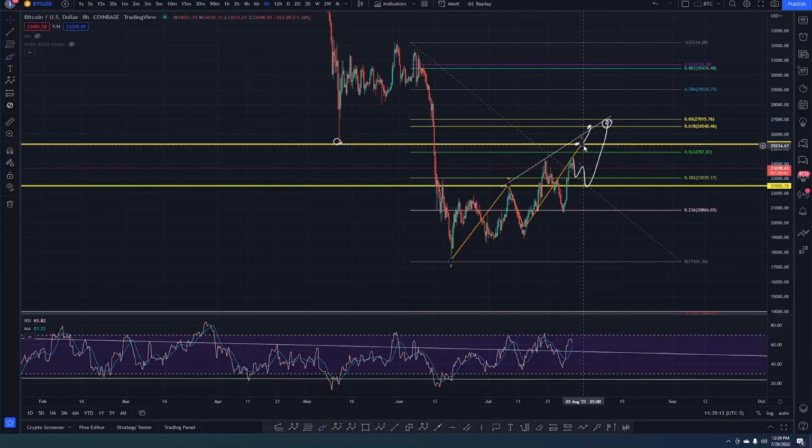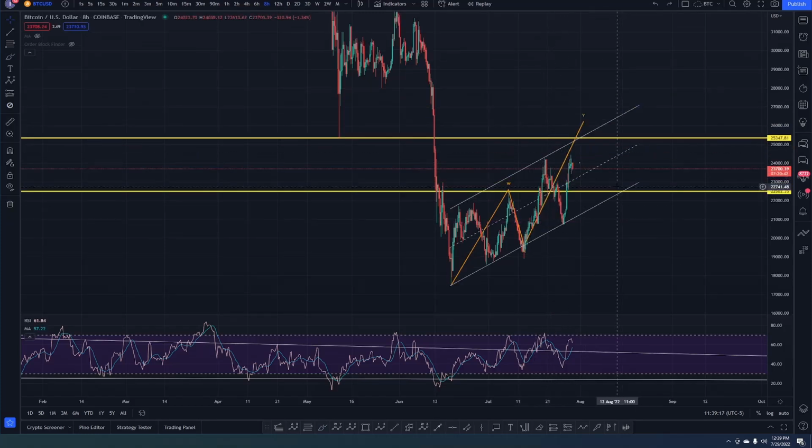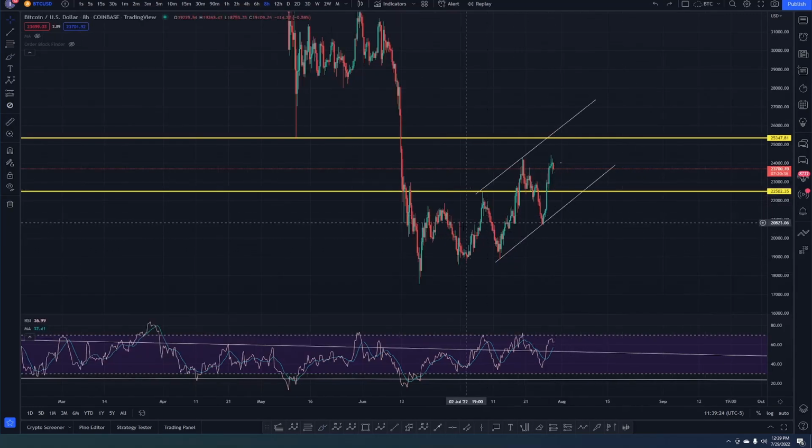All right, so there's another idea. What else could we be dealing with here? Let's see if I can just go back in time with my Control Z. All right, what's another wave structure we could be dealing with? So there's a WXY. The ultra bull count here, for you ultra bulls out there, we can call this a 1 wave right here.